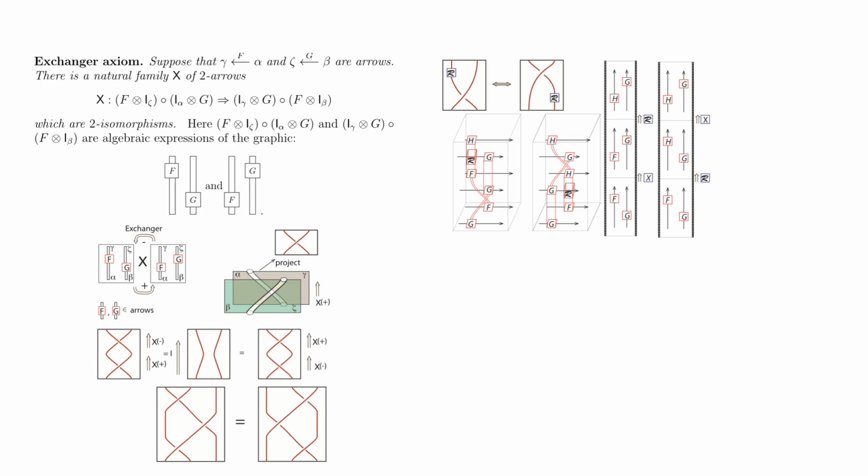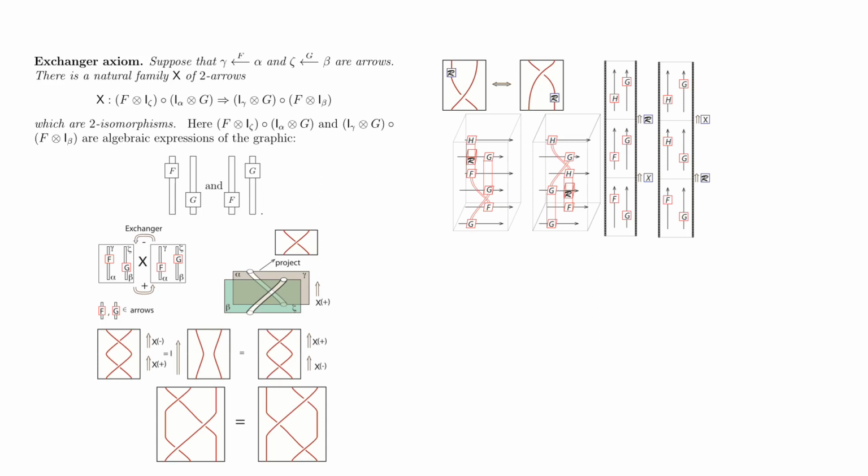We have an exchanger axiom, so if we have an arrow F from alpha to gamma, and we have an arrow G from beta to zeta, then there's a natural family of isomorphisms. You see over in the middle left of the picture we have F over G or G over F, and by the maxim that simultaneity is illusory, we're not going to allow those F's and G's to be at the same level. They can be at different levels, and we can compare them by means of an exchanger.